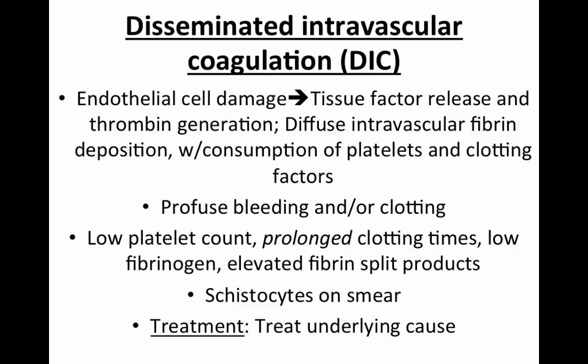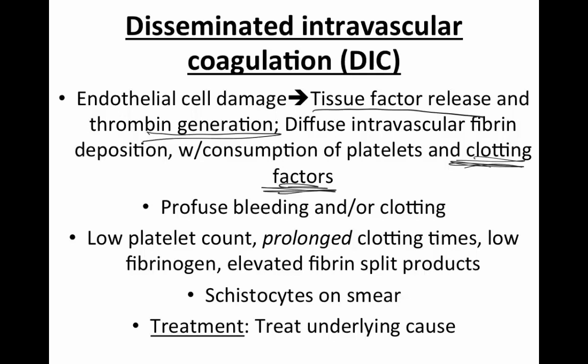The pathophysiology for DIC differs from TTP, and if you can't remember all of these little facts, try to remember the underlying pathophysiology, and the rest kind of flows from there. So DIC is due to endothelial cell damage, and endothelial cell damage results in tissue factor release and thrombin generation. With that, there's diffuse intravascular fibrin deposition with consumption of platelets and clotting factors. And the clotting factors being consumed is the bottom line. That's what you should remember the most, and that's what differs from TTP.